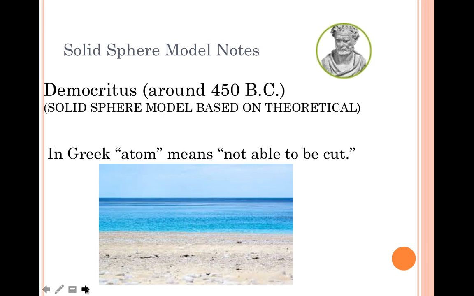The first person to propose atoms was a philosopher named Democritus around 450 BC. However, he was a philosopher, not a scientist. You might want to write down that in Greek, atom means not able to be cut. And he had the idea for the atom when he was spending some time on a beach in Greece, looking out at the ocean, looking out at the sand, and realizing that although the sand looks like one thing, it's actually made up of many little teeny parts of particles.